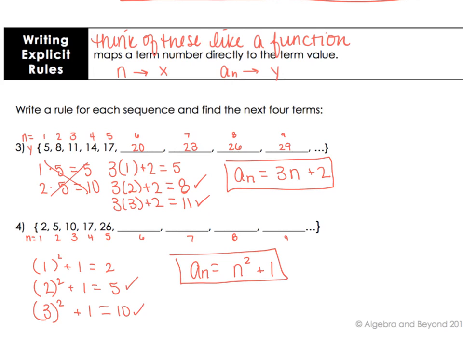All right, so let's just find the next few terms. So plugging in 6, we would get 37. Oops, I got a little messy there. Let's clean that up. So when you plug in 6, you get 37. When you plug in 7, you'll get 50. When you plug in 8, you'll get 65. And when you plug in 9, you'll get 82.